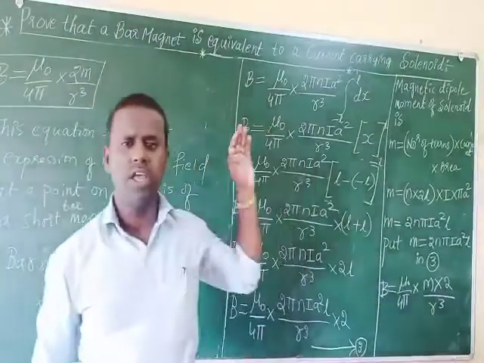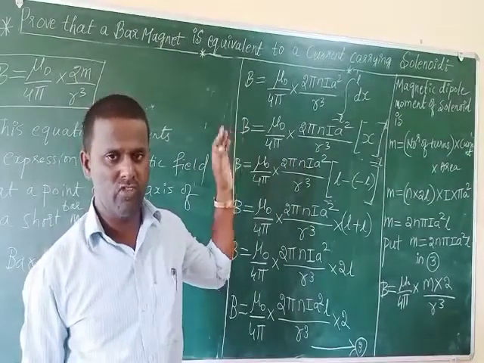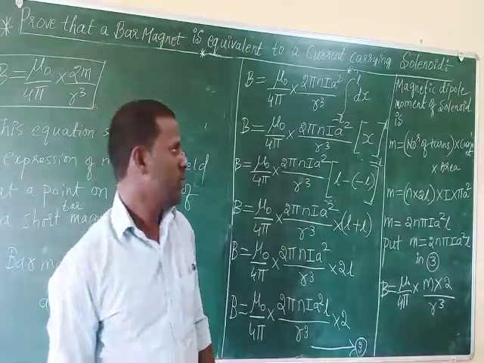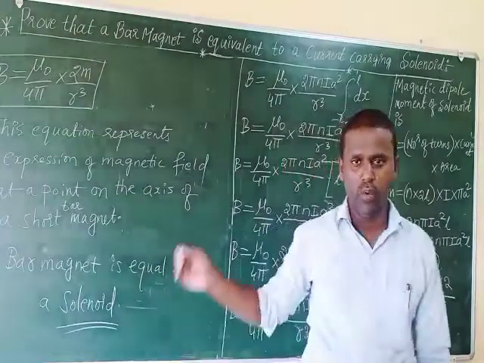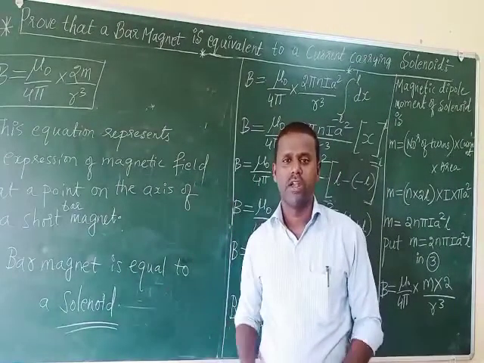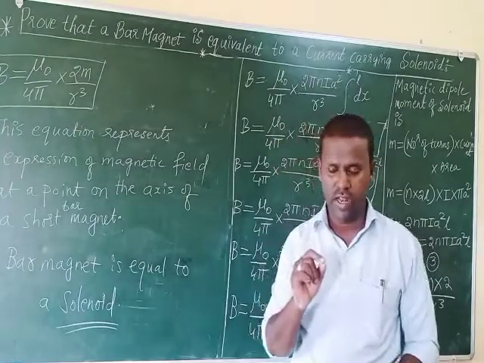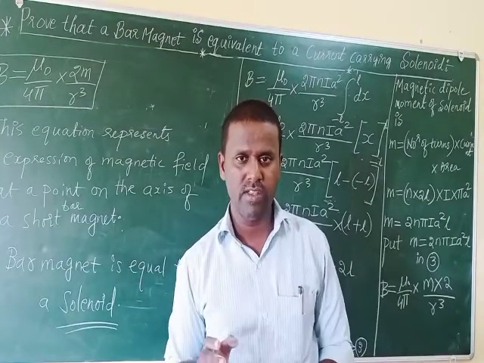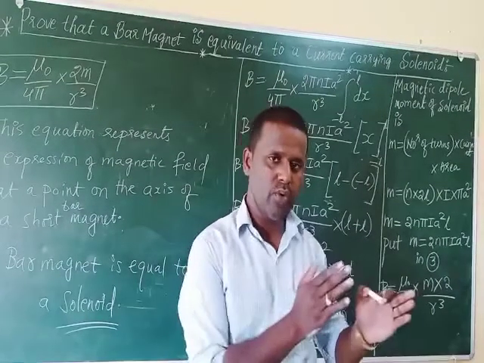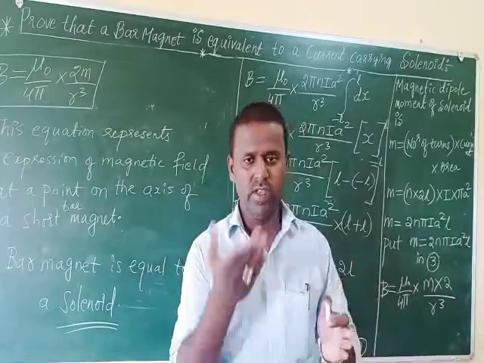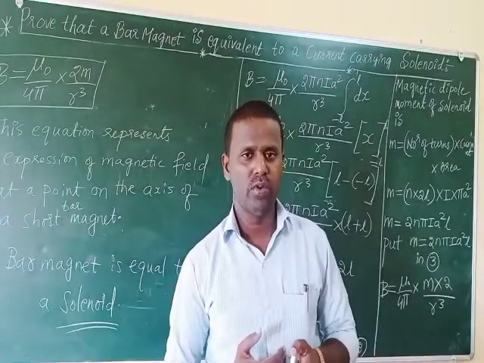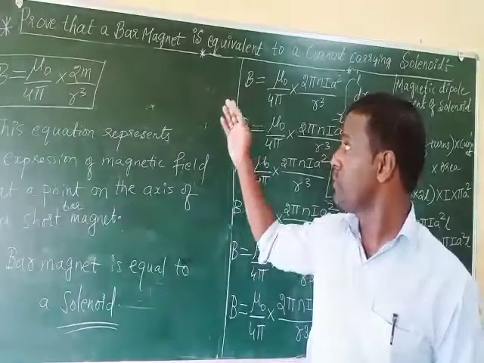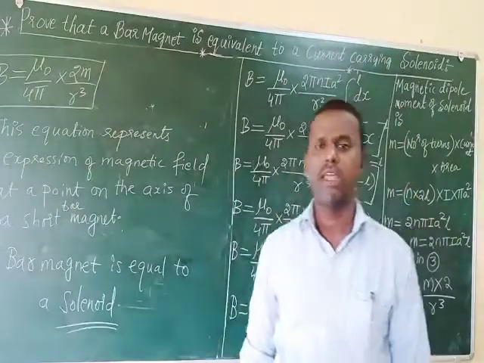So this is the only one question for 5 marks in this chapter, and it is very important for understanding as well as for the exam. So go through it once again, watch this video two times. While listening and watching the class, go on writing and practicing. If you are not getting it, reverse the video and see once again. Don't get bored of watching the class videos. Definitely you will get a clear idea about how to prove a bar magnet is equivalent to a current carrying solenoid.